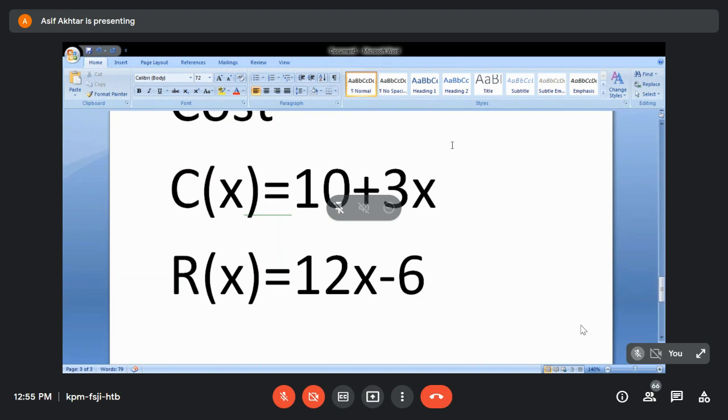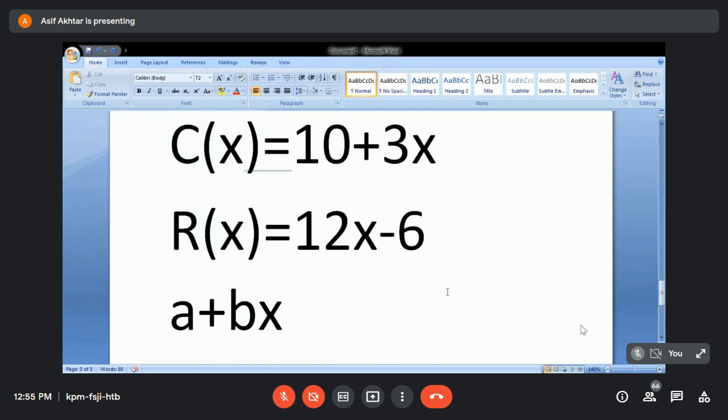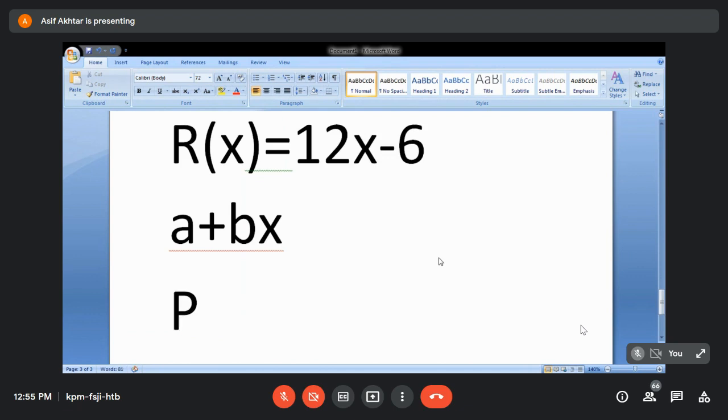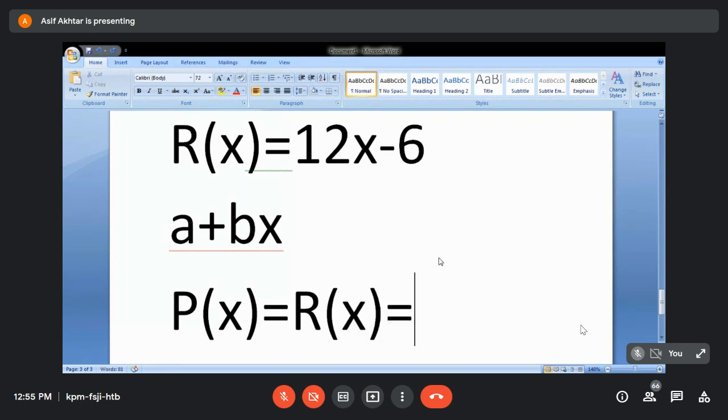Always remember that you have to compare this with a + bx. So we have 12 as b and minus 6 as the constant. With the help of cost and revenue, I can find the expression for profit, P(x). I hope you remember P(x) equals the revenue function R(x) minus the cost function C(x).